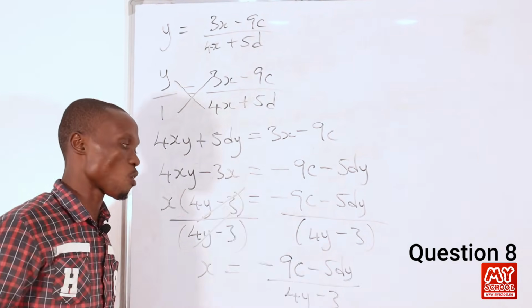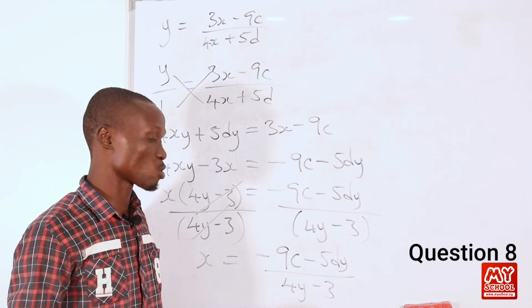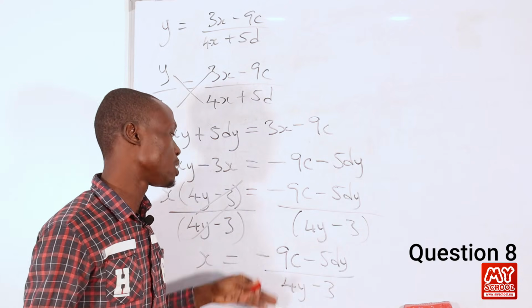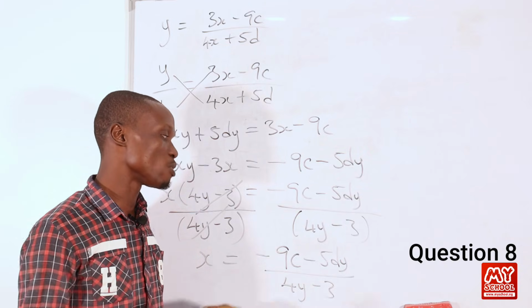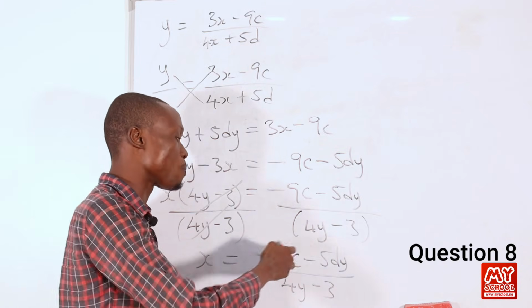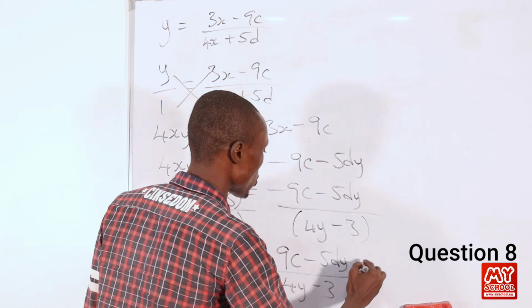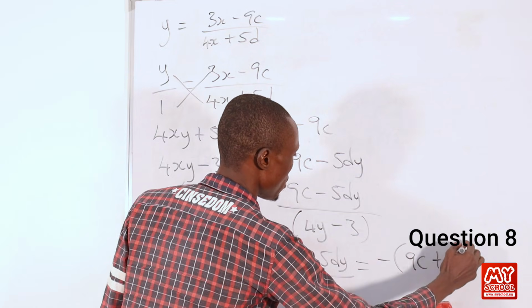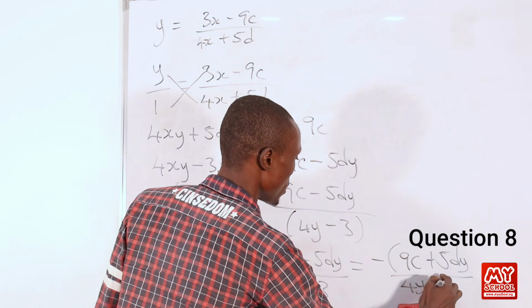Of course, if you check the numerator of this algebraic fraction very well, you discover that we can still factor out a minus, because we have minus 9c and here too we have minus 5dy. So what is common between these two terms is the minus, and we can factor it out. If we factor the minus out, we'll have 9c plus 5dy all over 4y minus 3.